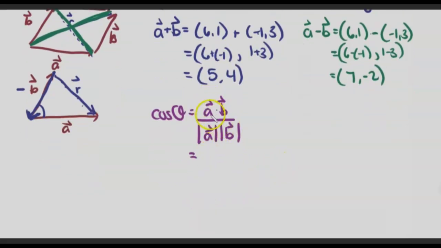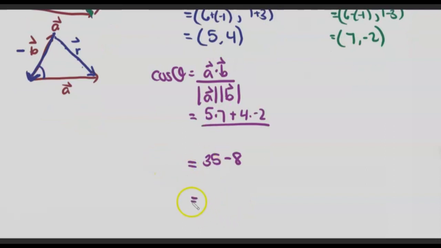Okay, so A dot B is going to be 5 times 7 plus 4 times -2. I'm going to leave space for the denominator, and I'm going to just solve for this. So we get 35 minus 8, which gives us 27.